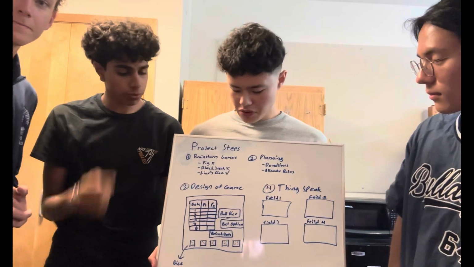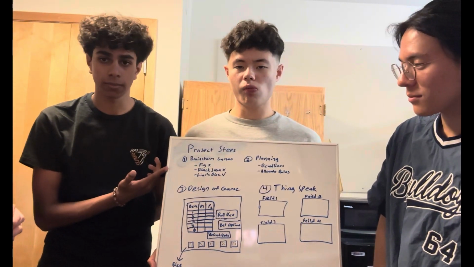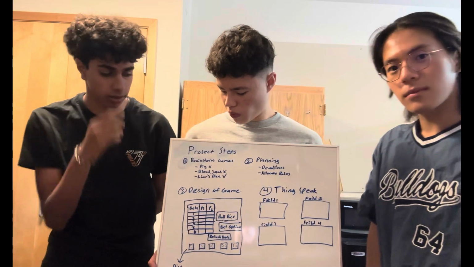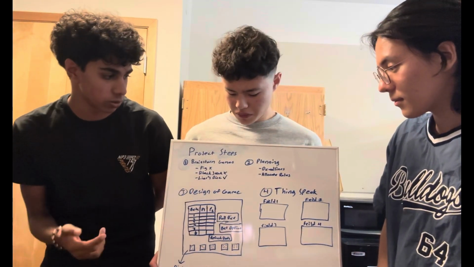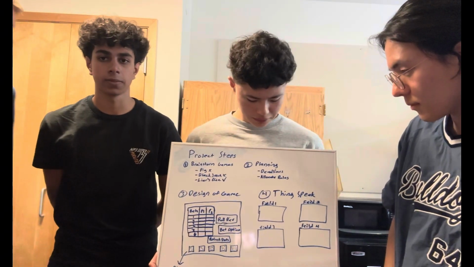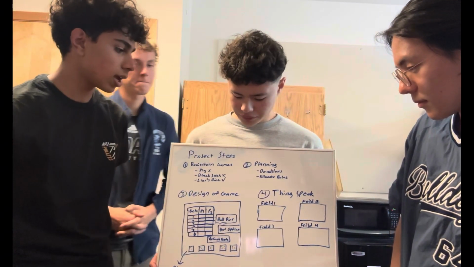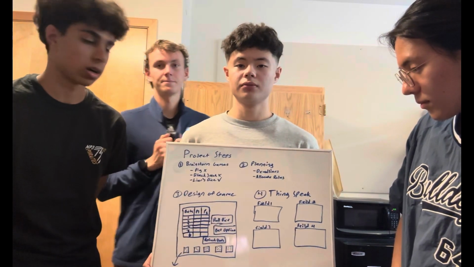Okay, so to start off with our project, first we brainstormed games. We went through Pig and Blackjack before eventually deciding on Liar's Dice. After that, we had to select deadlines for the project to keep it in an orderly fashion, and then we allocated roles between the four of us to figure out who's working on what.